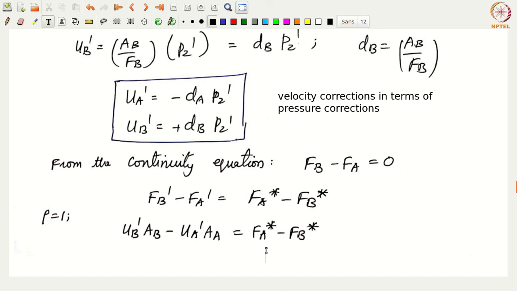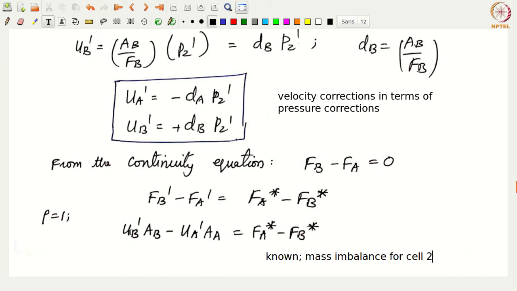So the right hand side, this term is already known. This is the mass imbalance for cell 2. The amount by which the velocities do not satisfy the conservation of mass for cell 2 is FA star minus FB star. Now this is not equal to 0. If this is equal to 0, then we have reached convergence. For momentum equations also. That's why this is not equal to 0 at the moment. This we could have computed before coming to this step.